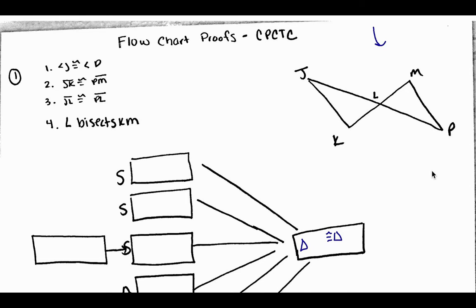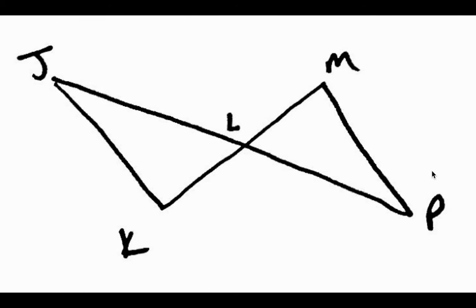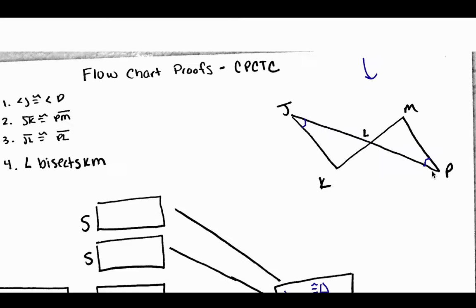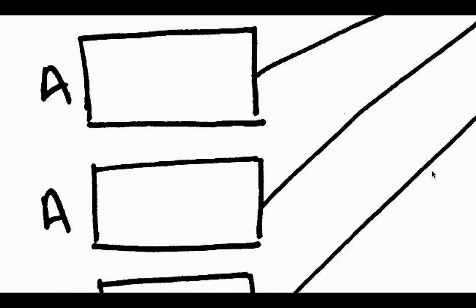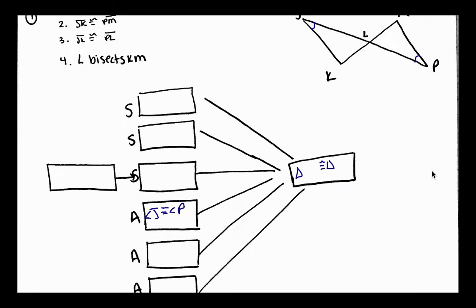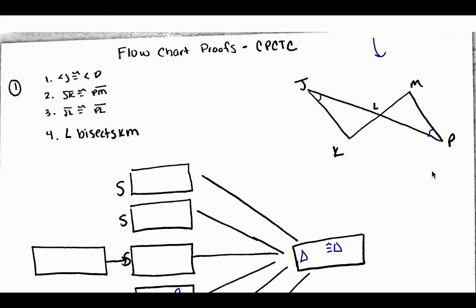So I always like to start with my givens, and I do my givens in 2 places. I write my given, angle J is congruent to angle P, and I like to go ahead and mark my picture right away. Angle J is congruent to angle P. That is an angle congruency statement, so I'm going to find one of my boxes labeled A and fill that in. Angle J is congruent to angle P. Good, so we got 1/6 of the way there. So I used this one.